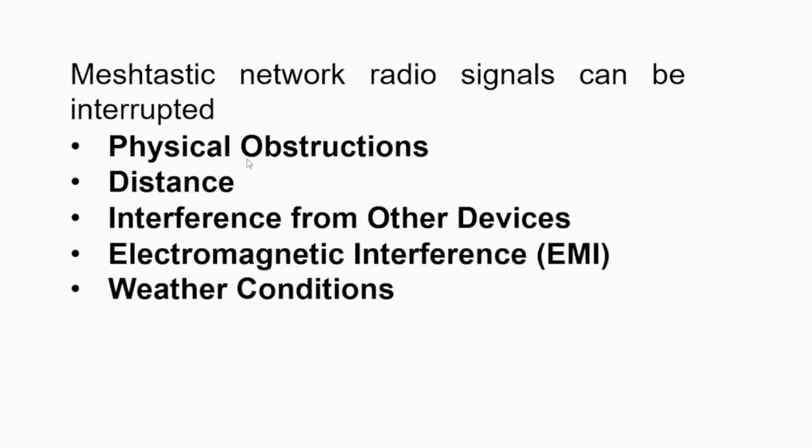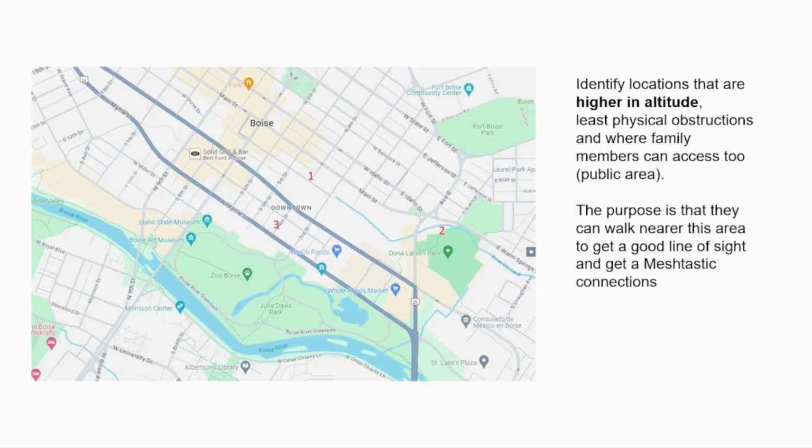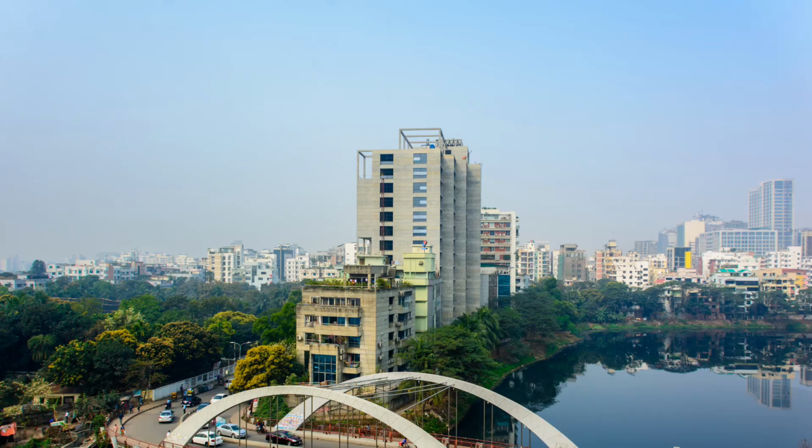We want to identify areas around your locality where the physical obstructions are fewer or the distances are closer. What you should do is use Google Maps first to find a map of your local area, which is around your house, your family member's house. Use Google Maps and look around for locations that are higher in altitude, because when it's higher, your Meshtastic nodes can get better line of sight with your family members' nodes and establish a better connection.